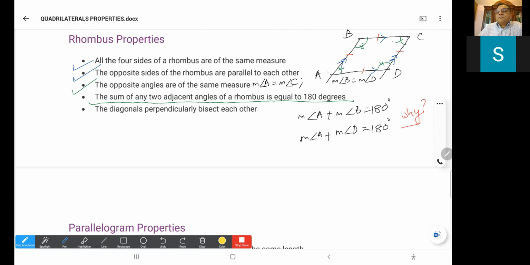Because they are like a line segment and a straight line is 180 degrees. No. Because we have parallel lines. Do you see these parallel lines? So you remember when we have parallel lines and we have a transverse line. Let me draw a transverse line here, right? In that case, we call them co-interior angles. These two angles on the same side, their sum is 180 degrees. When you add them, it is 180 degrees.